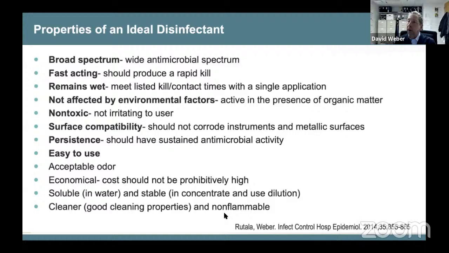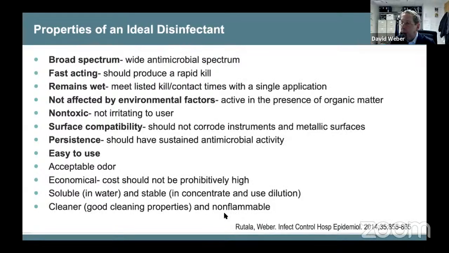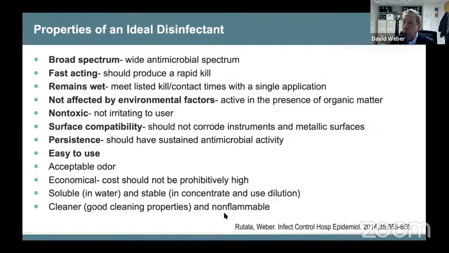So if you're looking, you want to buy a disinfectant, what are you looking for? Broad spectrum, kills everything, fast acting, 1 minute, remains wet longer than its action time. It works even if you haven't completely cleaned the object. Non-toxic, so you don't need gloves or masks. And by the way, hydrogen peroxide is the most non-toxic product, but most of the products we use are quite safe and well-tolerated. Surface compatibility, shouldn't damage the instruments.